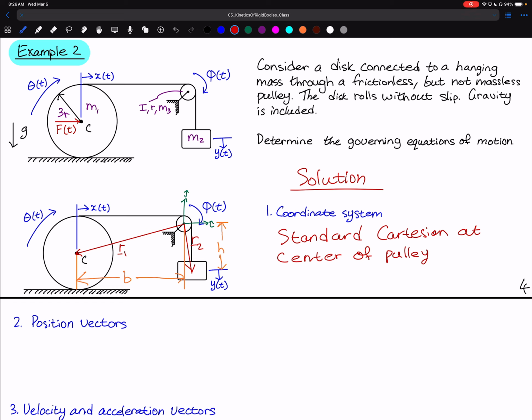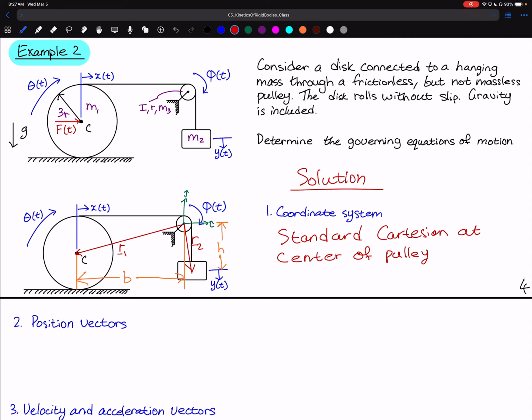What else are we told here? So the disk has a radius of 3r. The pulley has a radius of r. The disk has a mass of m1. The pulley has a mass of m3, and then that block has a mass of m2. For the pulley, we're told that it has a moment of inertia I. So this is what I mean when I say I tell you what it is. I tell you it's just I.